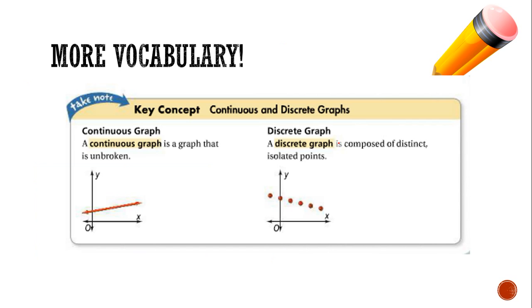Now, some vocab that you're going to want to have down. Continuous graphs and discrete graphs. Now, if you notice, a continuous graph is a graph that is unbroken. It's just a straight line. Discrete graphs is when you have composed of distinct isolated points. Now, most graphs you're going to see are going to be continuous. This is usually when you're talking about a weight of something, because I can have 0.5s, I can have 3s, and all of that.